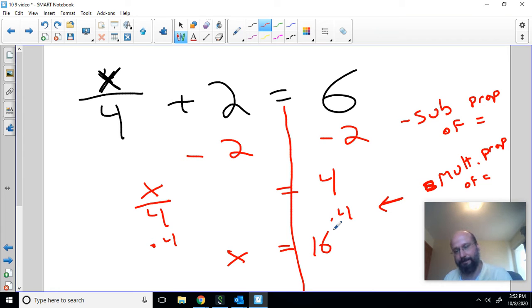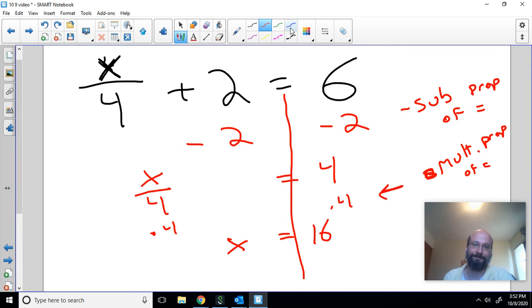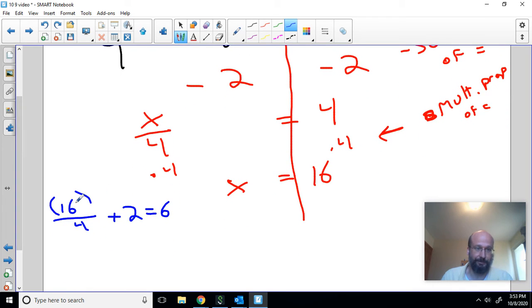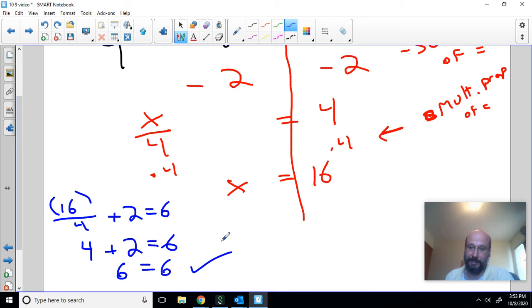So we did the first step. We solved it. We identified the properties. We got our answer. And now we're going to put that answer back in. We're going to put the 16 back in for x. So it's going to be 16 divided by 4 plus 2 equals 6, right? That's our original problem. Go back to the problem, substitute. 16 divided by 4 is 4. 4 plus 2 is 6. 6 equals 6. So we checked it and we got the right answer.